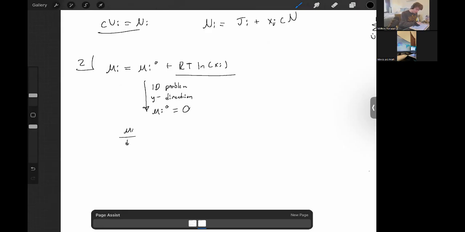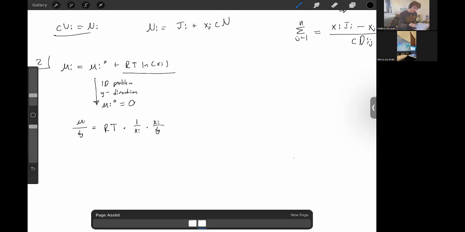Chemical potential over some distance equals gas constant times temperature multiplied, and then we're going to take the derivative of this. And when we do, we get 1 over the mole fraction of our first component, and we're going to multiply this by the derivative of this component, d of y.